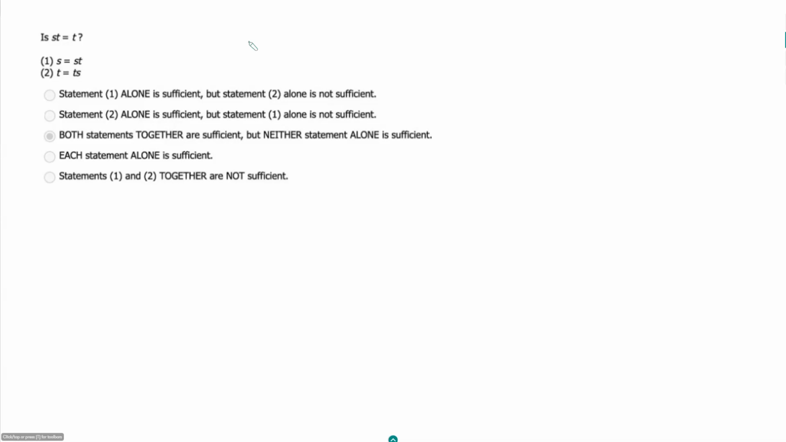Is st equal to t? So no information in our prompt, just a question. Do not fall for the trap of rephrasing your question by dividing each side by t, in which case you would get: is s equal to 1?